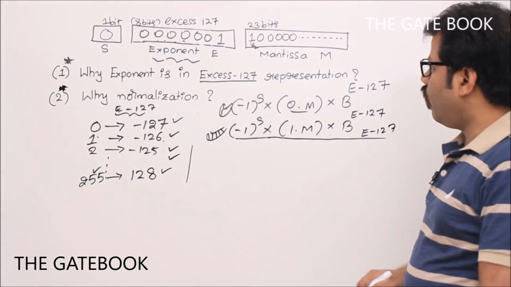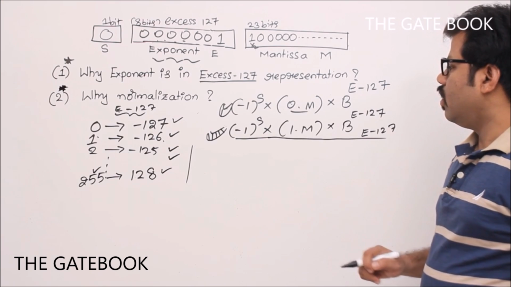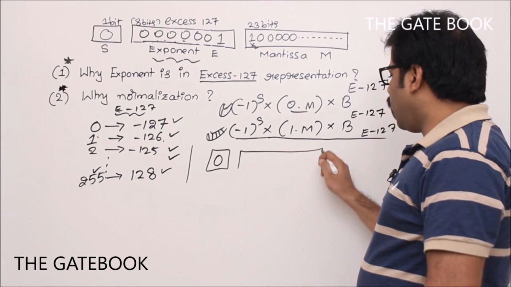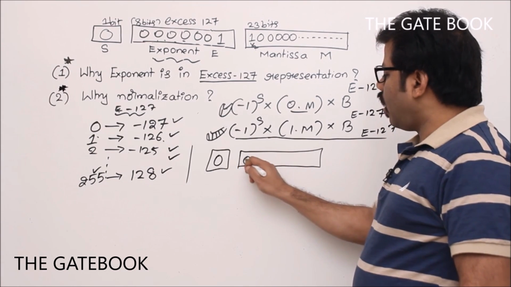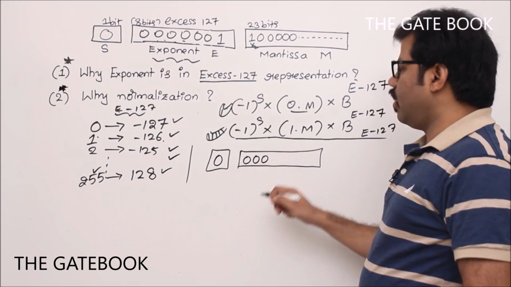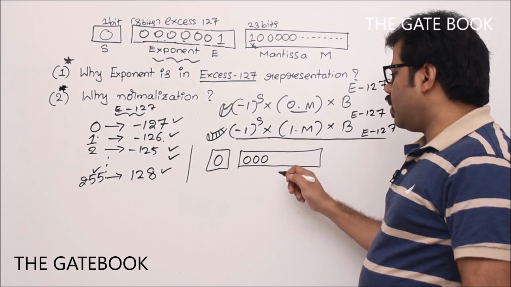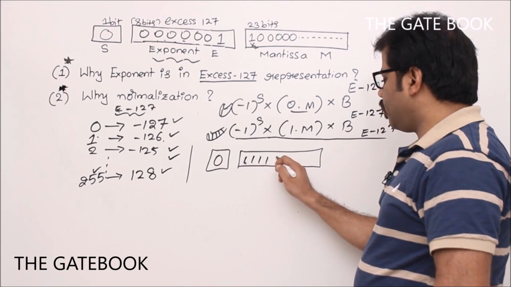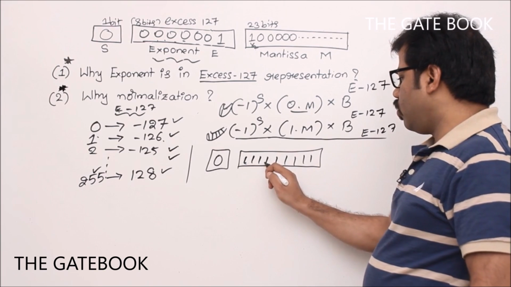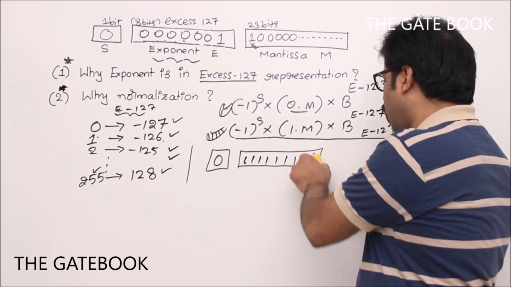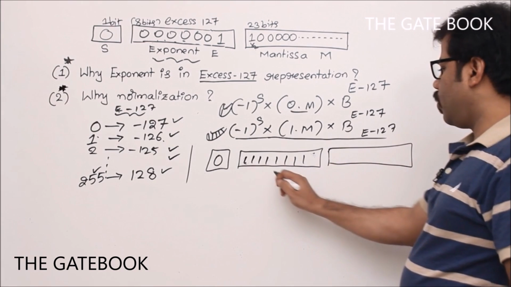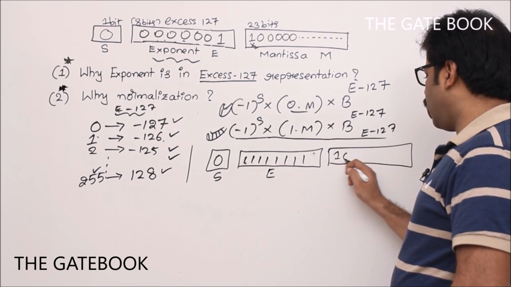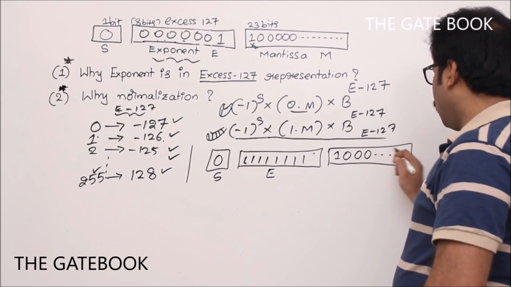I will tell you. For that, let me take one example. I am taking one binary pattern and I am going to ask you what is the value of that binary pattern if it is a floating point representation. The number I am going to give you is all ones here, 1 2 3 4 5 6 7 8, all ones, followed by this is exponent, this is sign bit, this is mantissa, like say 1 0 0 0 0, all zeros. What is the value of it?